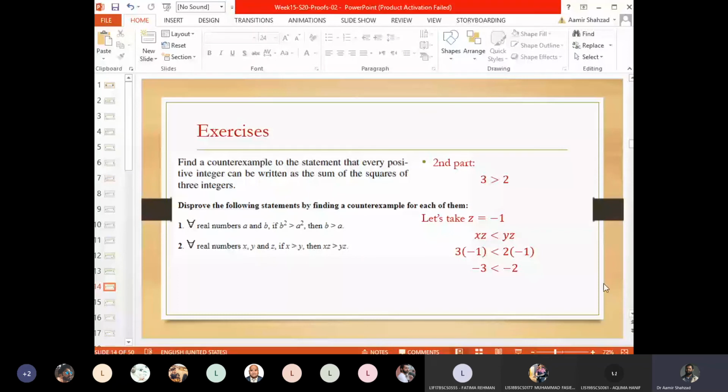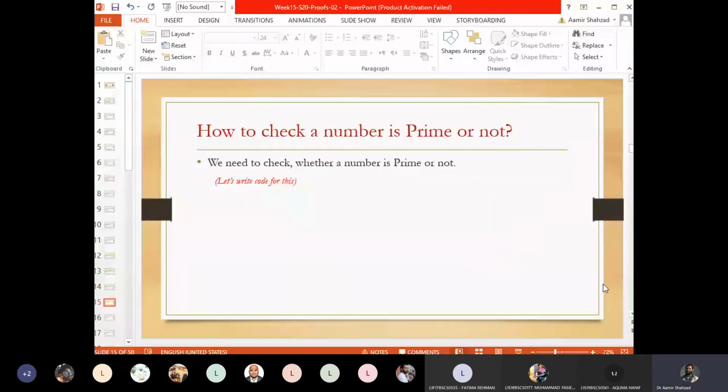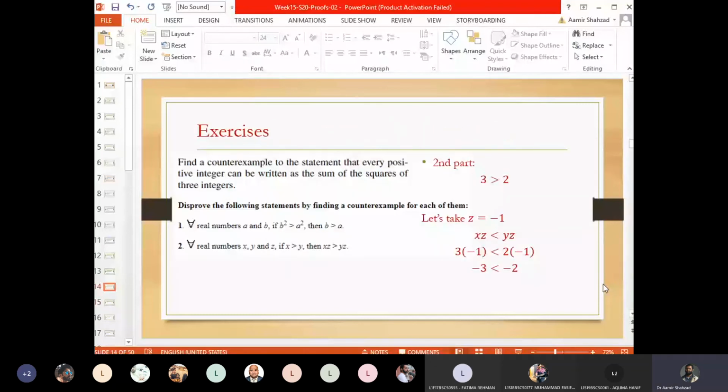Counter example. So these were some examples, exercises about direct proof and disproving by counter example.